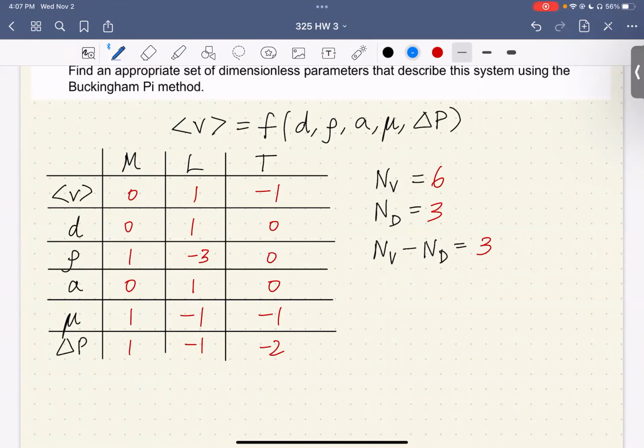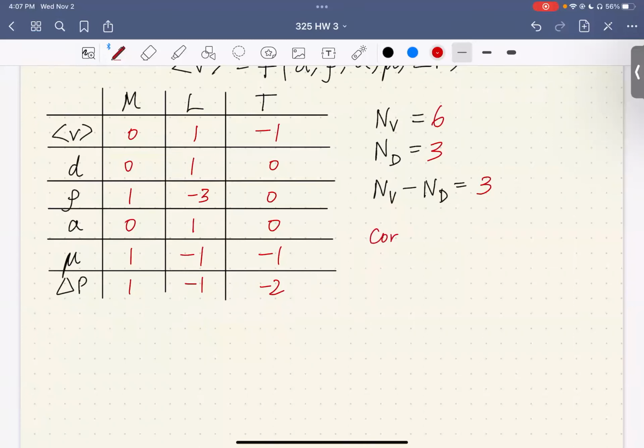Great. So as we know, this is going to be also the number right over here. We know ND and NV minus ND, we're going to have 3 core variables. And that also means we're going to have 3 dimensionless groups, and that's determined by right here and right here, right? Great. So now let's determine our 3 core variables and our 3 dependent variables.